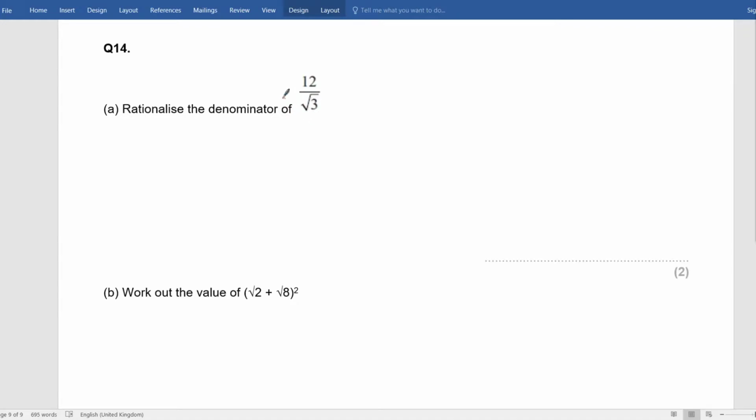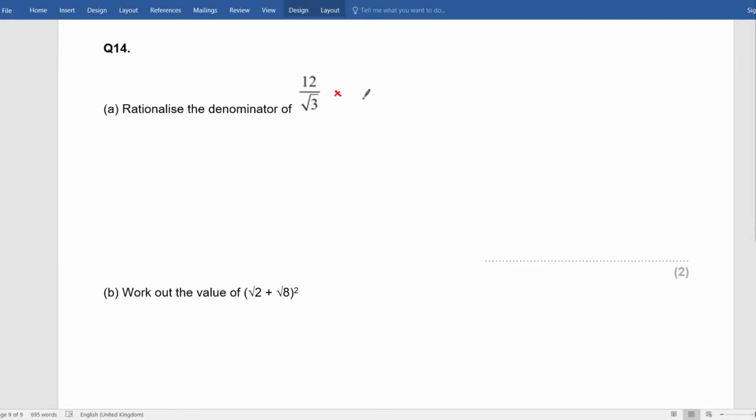Now, again, whenever we rationalize the denominator, what we're saying is we're going to try to make this denominator an integer. And the way to do that is multiply it by itself. So when it's a square root and you multiply square root by square root, it gets rid of the square root as it gets squared and leaves you just with the integer.